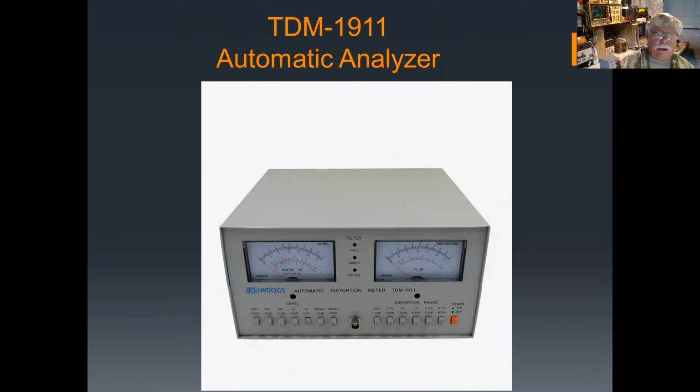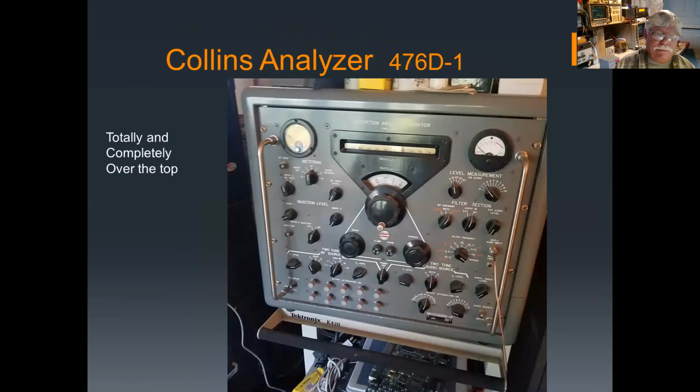Here's an automatic analyzer. You simply put the signal in the input, punch a couple of buttons, and in general the thing will go red light, green light, and read the distortion. And these are actually fairly cheap. A full automatic distortion analyzer, I think it's a little over the top, but that's up to you.